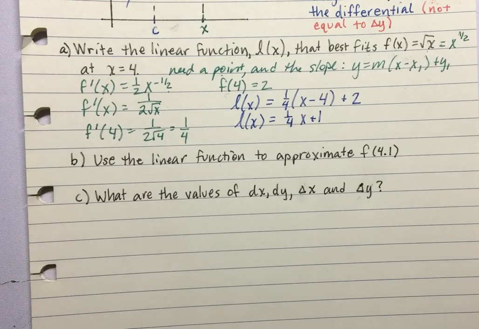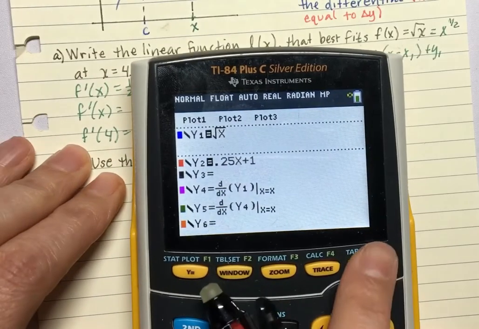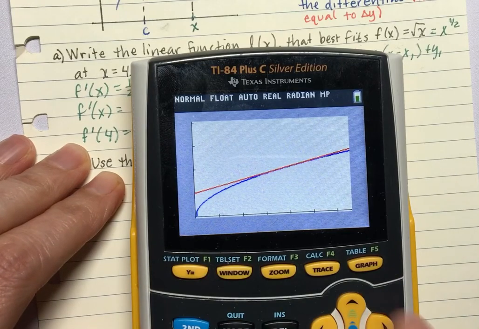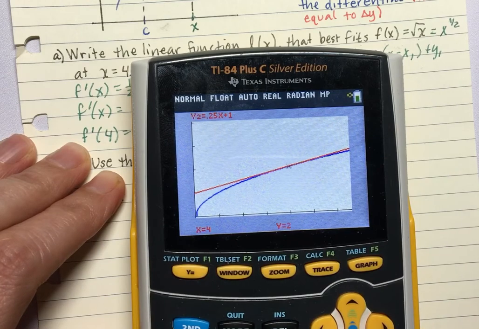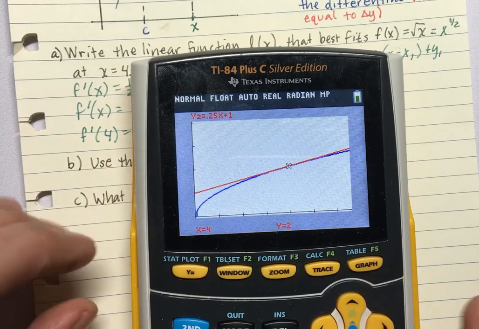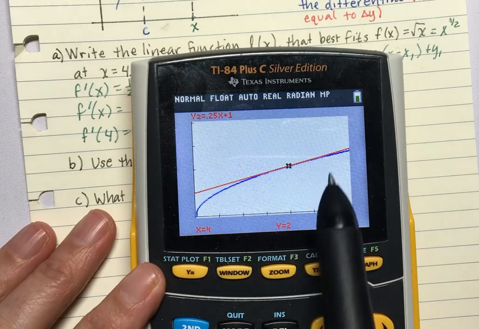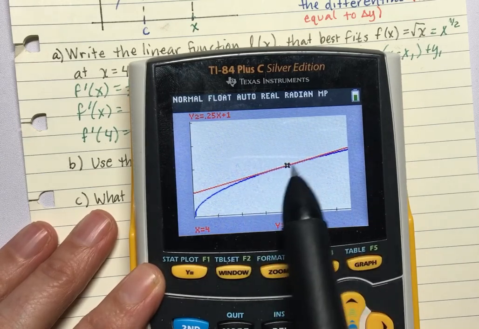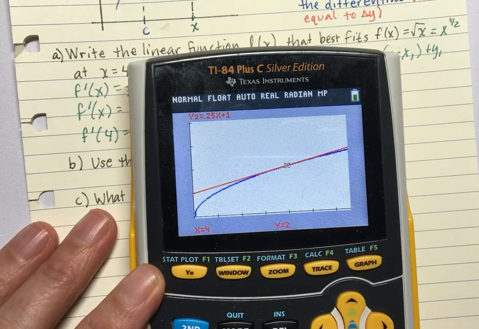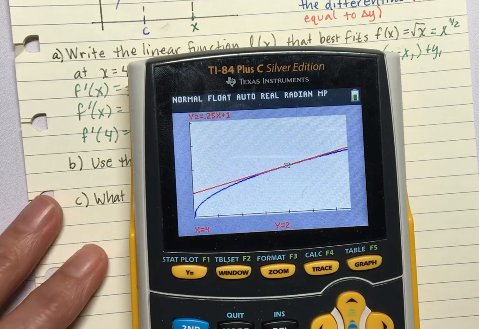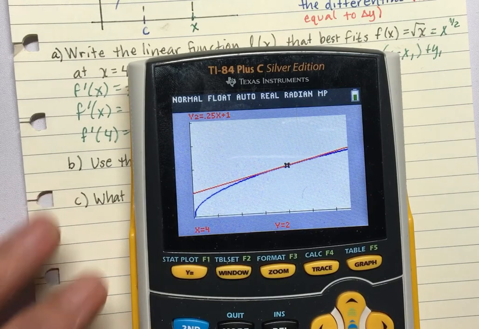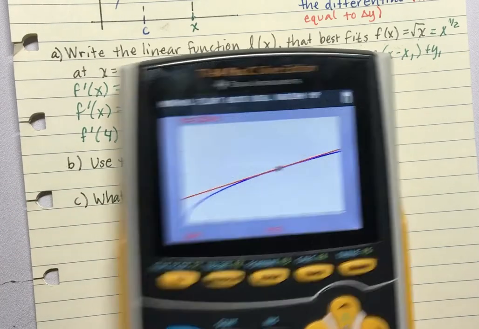In fact, I have a graph. I put this in my calculator already. It looks like this. When we hit trace and look at 4, we can see that we really are on the same spot for our line and on our function. It looks to be tangent. As you can see, when we look at values close to x equals 4, the line and the curve are really close to each other. So basically we're just saying, hey, use that line instead of the curve to make an approximation.